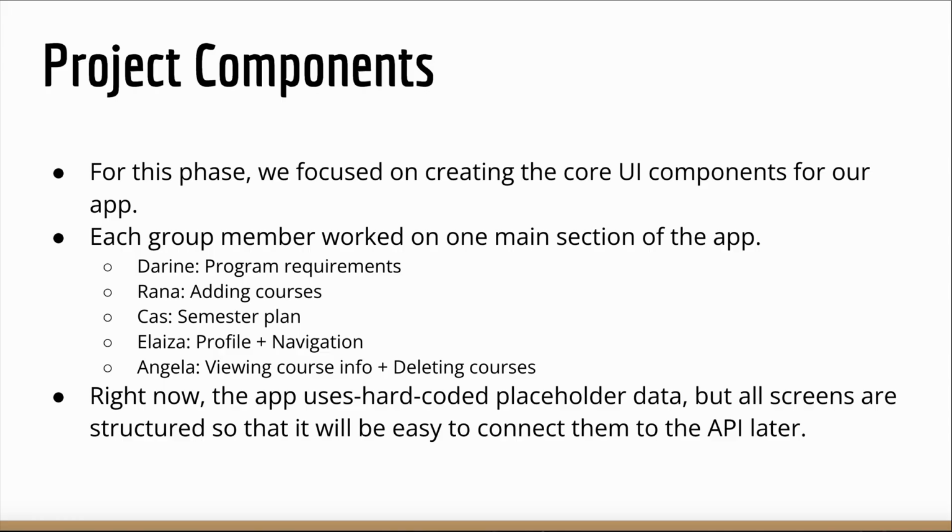So in this phase, we built the core UI components for our app. We each focused on a specific section for now. So as you can see, Darine worked on program requirements, Rana worked on adding the courses, Cas worked on semester planning, Elaiza worked on profile and navigation, and Angela worked on course info and deleting the courses. Everything runs on placeholder data for now because we mostly focus on UI, but it's ready to connect to APIs later on in the next phases.